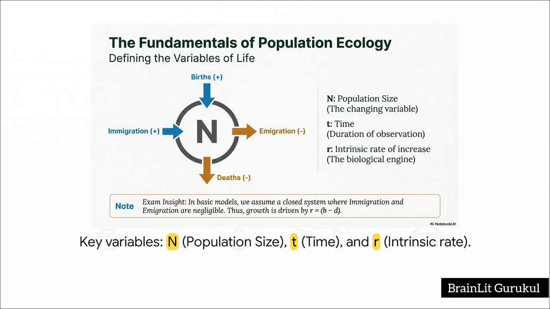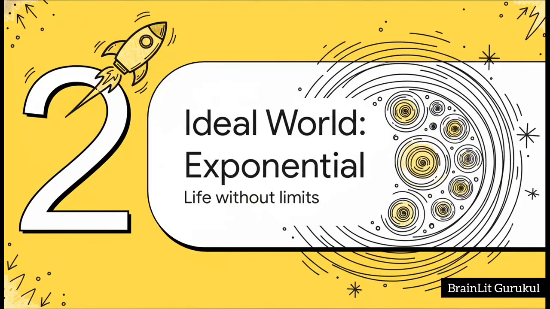Okay, so what's really cool about this is how simple it all boils down to. N is just our population size, T is time, pretty straightforward. But really, the star of the show here is R, the intrinsic rate of increase. Think of it as the raw biological engine of the population. And here's a huge exam insight: for these models, we assume a closed system. That means R is just the birth rate minus the death rate. Simple as that. All right, let's take those fundamentals and plug them into our very first model.